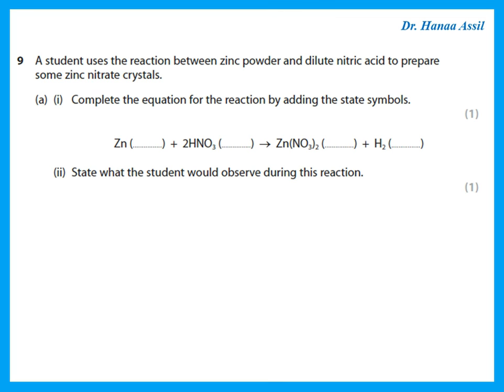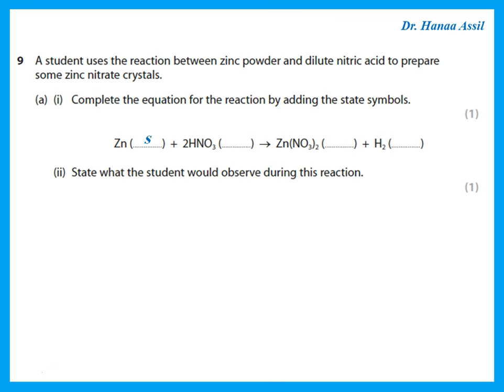A student uses the reaction between zinc powder and dilute nitric acid to prepare some zinc nitrate. Complete the equation by adding state symbols. What is the state symbol for zinc? Well, you should know zinc is a metal. All metals are solid, so its state symbol is S.